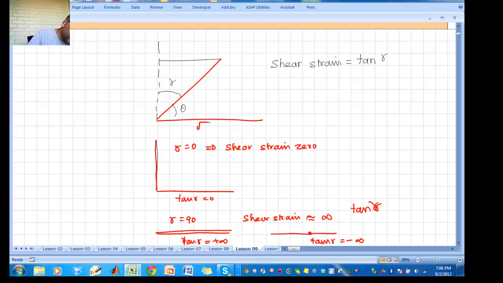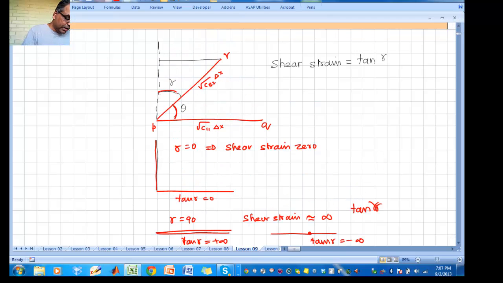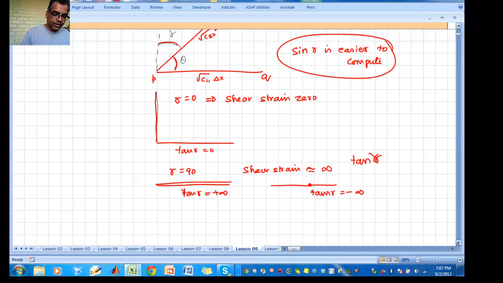We know this length. This is square root of C11 delta x. We know this length, square root of C22 delta x. This is little p, this is little q, this is little r. What I want to do is find gamma and then calculate tan gamma. But the easier thing to do is compute cos theta or sin gamma. Sin gamma is easier to compute. How am I going to find sin gamma? That's pretty easy.